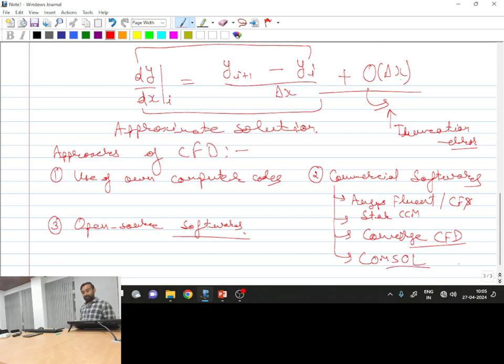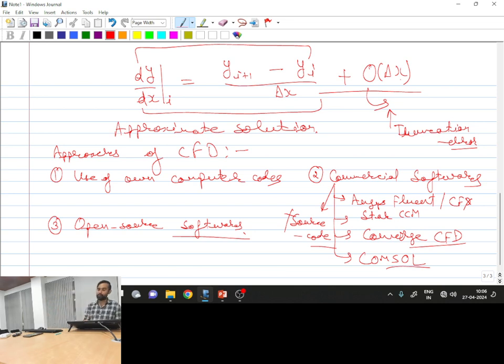The point is, commercial softwares don't give you access to the source code. So what is source code? Typically, the code which is doing all these mathematical computations and discretizations at the back end is the main source code of the entire CFD software.